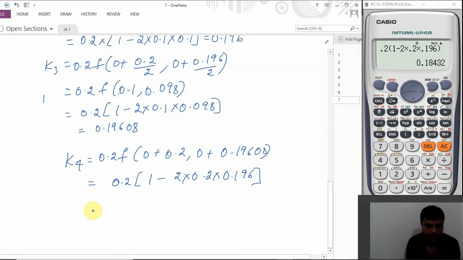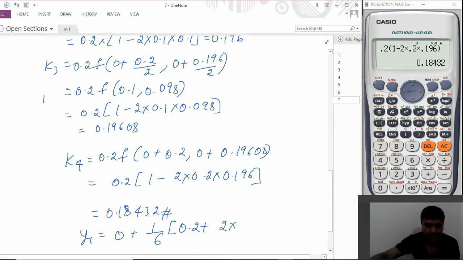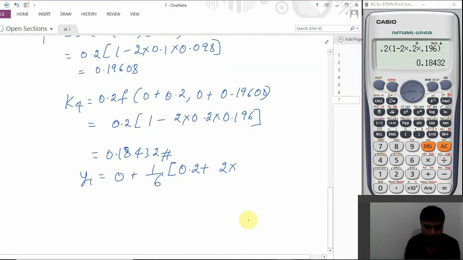If you get this answer, nobody can stop you from getting 5 out of 5. So in this way, all the answers you have to simplify and get the value. This is our answer. If you get all the correct answers, definitely, students, you are going to get full 25 out of 25. See that you don't make any mistakes.